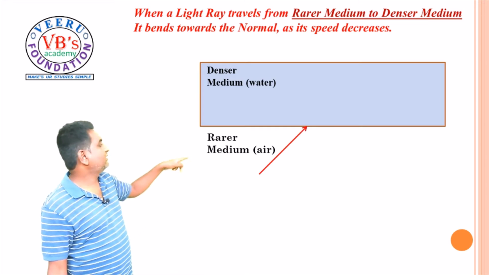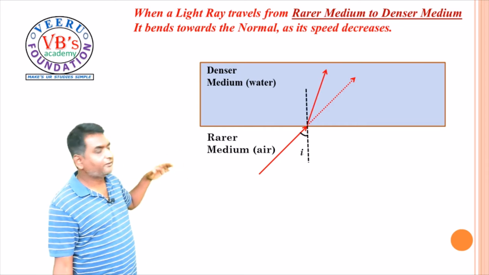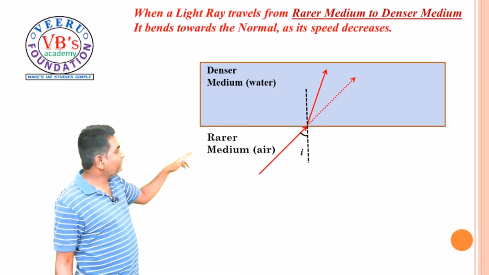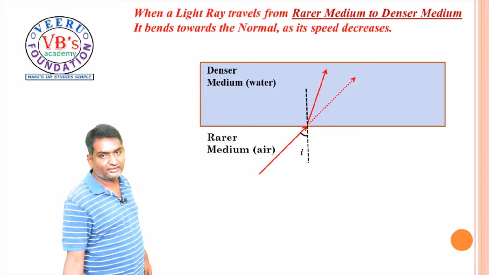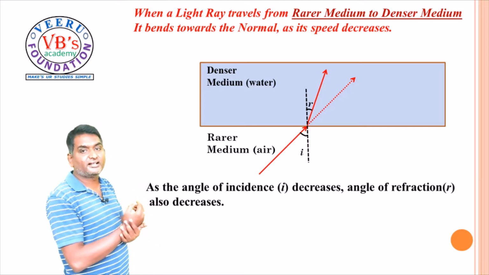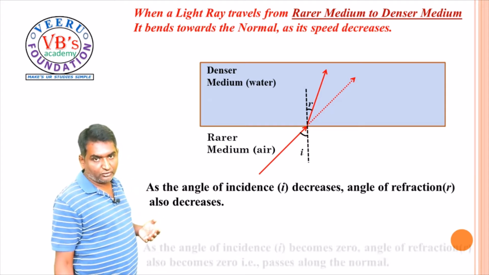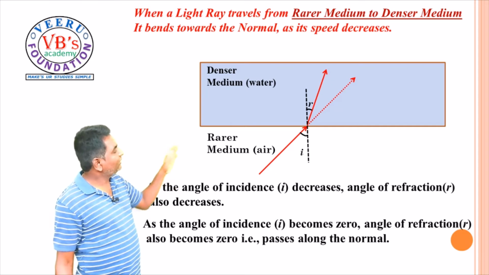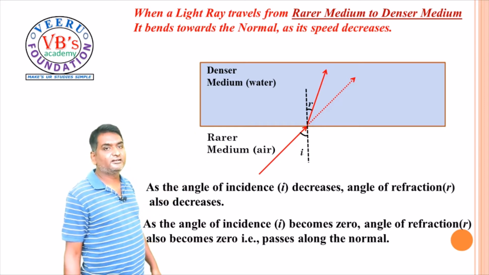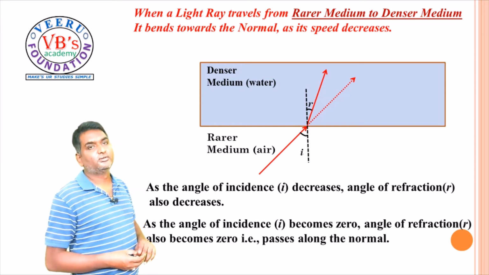Let us consider the incident ray which has to travel in this direction. Instead of preferring this particular path, it prefers to travel in this direction. Here it is bending towards the normal. The light rays bend towards the normal because the speed is decreasing. Again the same concept, angle of refraction. The interesting point we have to observe is that as the angle of incidence decreases, the angle of refraction also decreases. If you allow the light ray to pass along the normal, instead of refraction, the light ray also passes along the normal in the denser medium. That is, as the angle of incidence becomes 0, the angle of refraction also becomes 0 in this case.